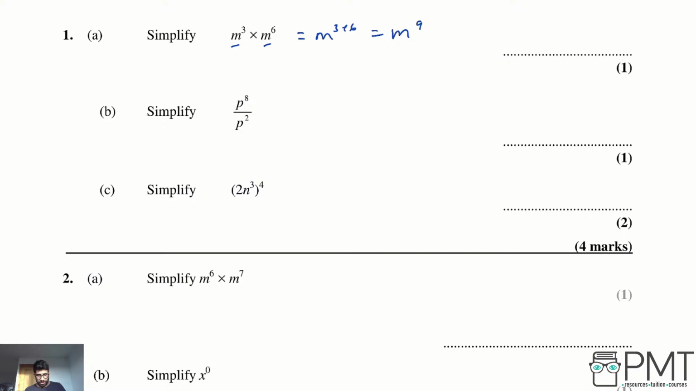That was the multiplication. Here we are dividing them. The bases are the same. So what we need is p to the 8 minus 2. So that's going to be p to the 6. So this is just applying the rule.